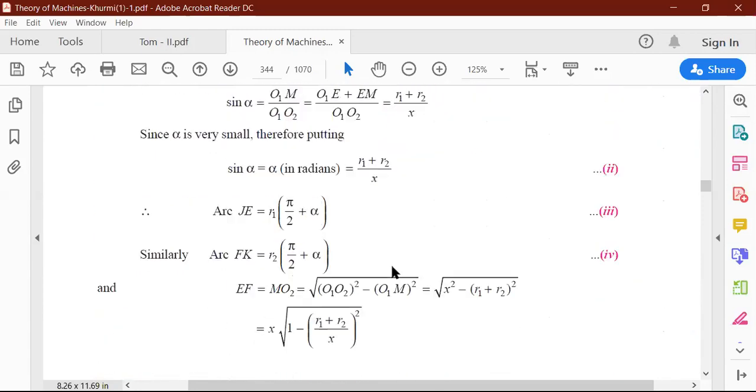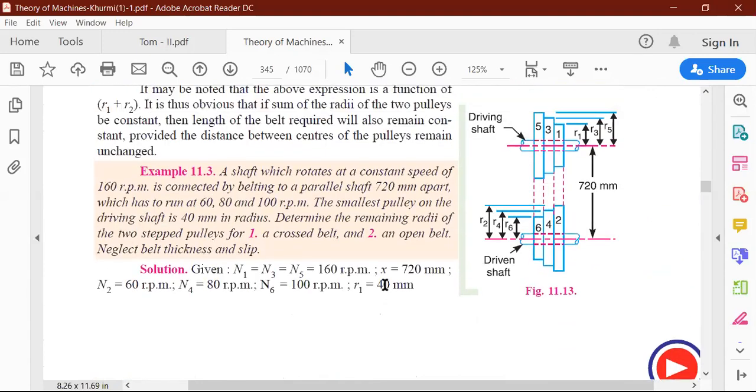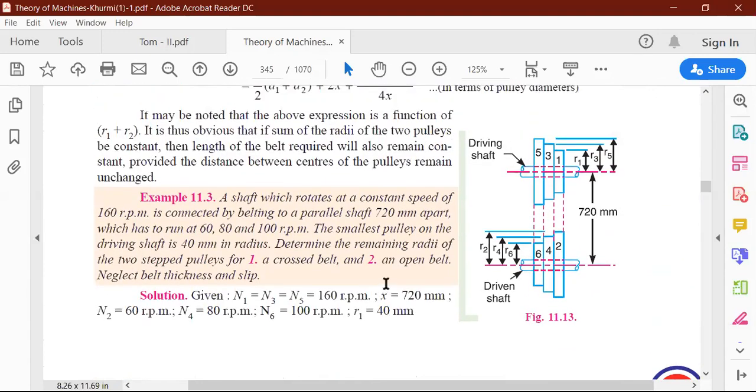This is based on your length of belt drive. See, this is your numerical. This is a single numerical on length of belt drive. So if a question is asked on this topic, it may be this single numerical. You have to solve this numerical 2-3 times so you can understand it better.